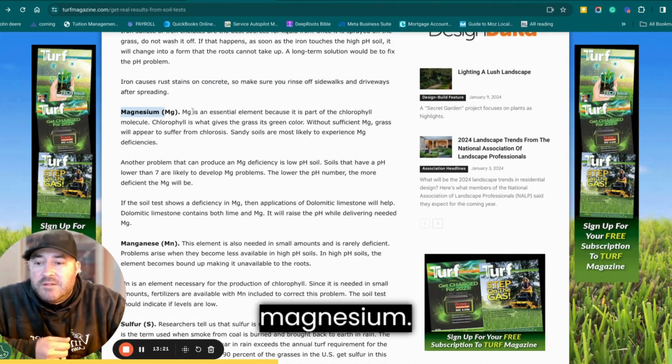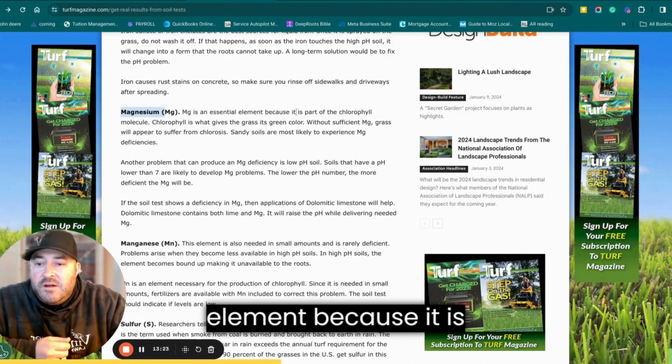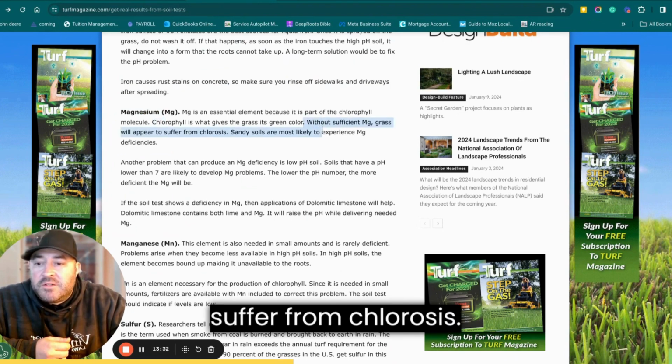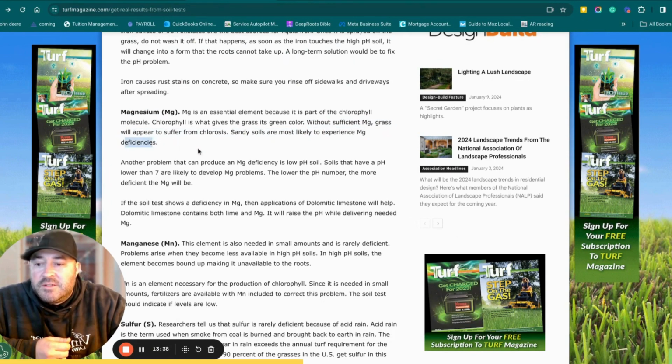macronutrient is magnesium. Magnesium is an essential element because it is part of the chlorophyll molecule. Chlorophyll is what gives the grass its green color. Without sufficient magnesium, grass will appear to suffer from chlorosis. Sandy soils are most likely to experience magnesium deficiencies.